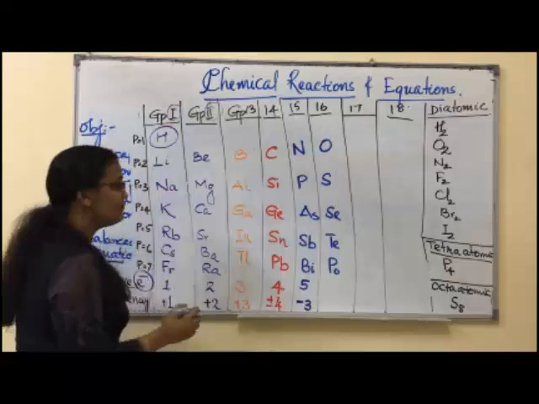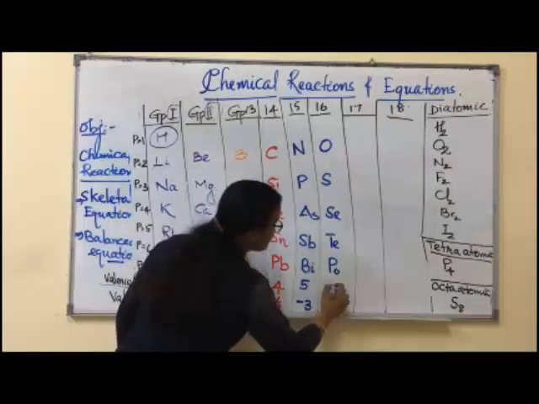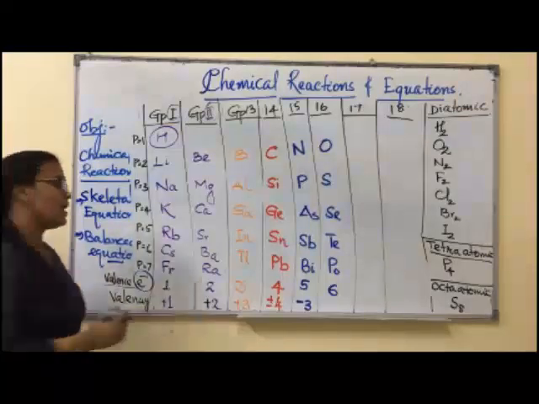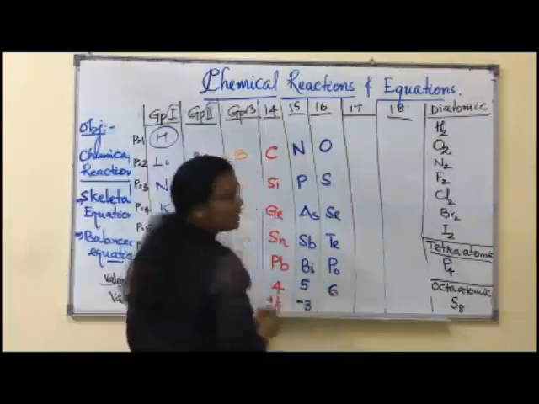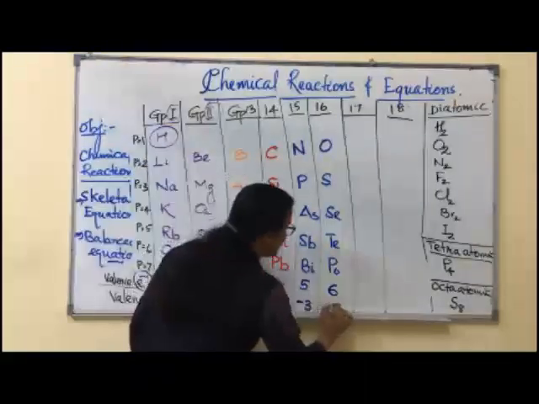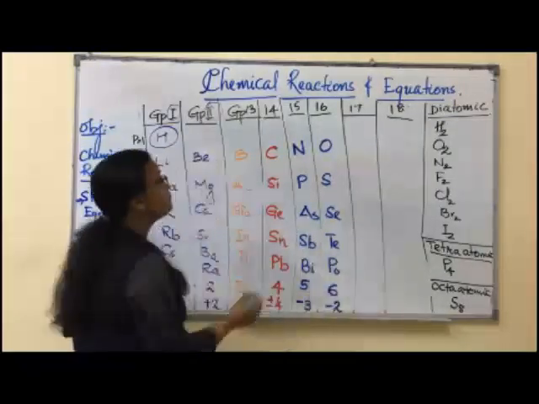These elements have 6 electrons in the valence shell because the group number is 16, 16 minus 10, 6. So the valence electrons will be 6. So either it should lose 6 electrons or gain 2. Gaining 2 is easier. So -2 is the valency.